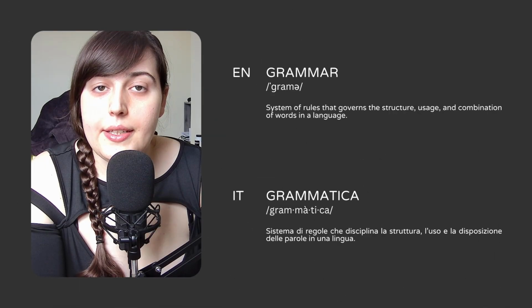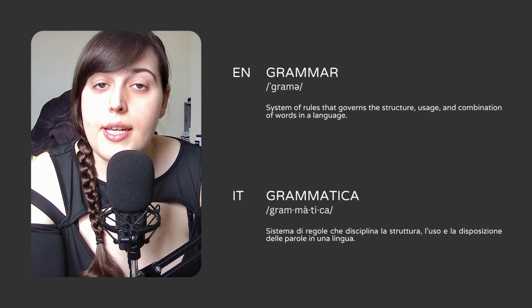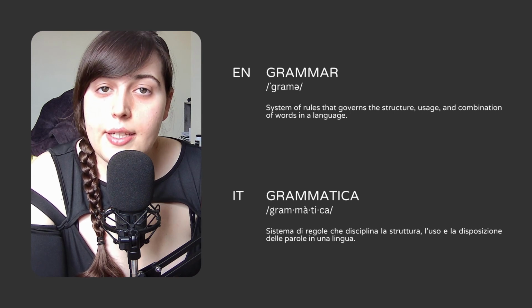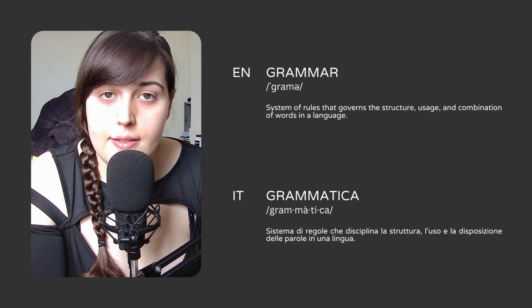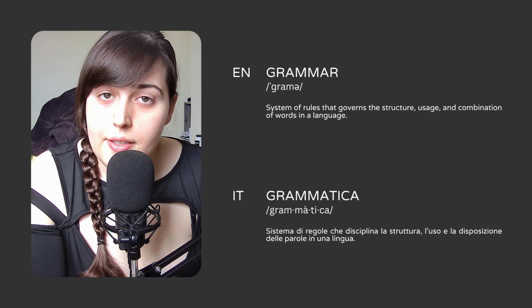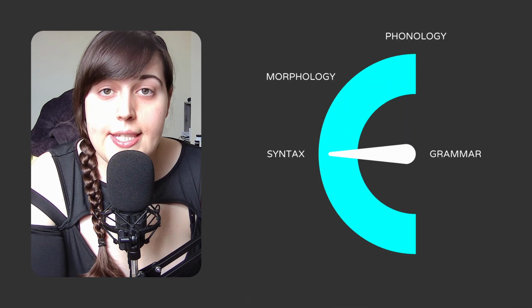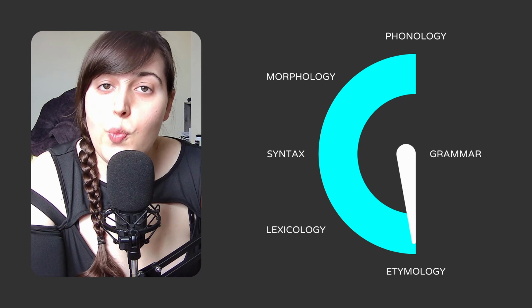Grammar, in Italian grammatica, is the system of rules that governs the structure, usage and combination of words in a language. Simply put, grammar allows us to construct correct and meaningful sentences. Alongside rhetoric and logic, grammar is one of the trivium arts, the lower division of the 7 liberal arts. Italian grammar is, in turn, traditionally divided into phonology, morphology, syntax, lexicology and etymology. Let's see what these words mean.